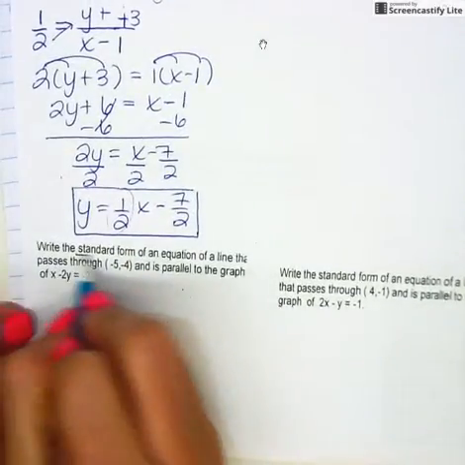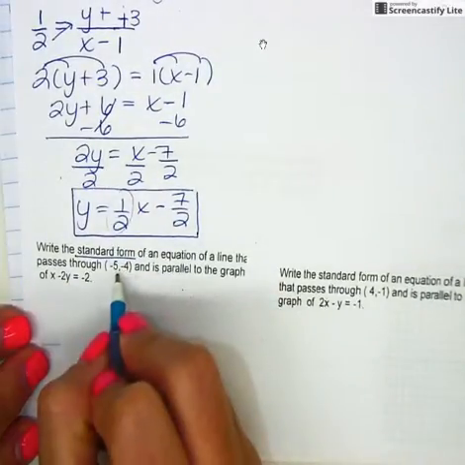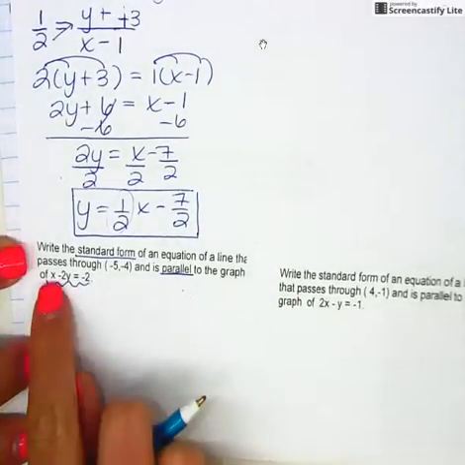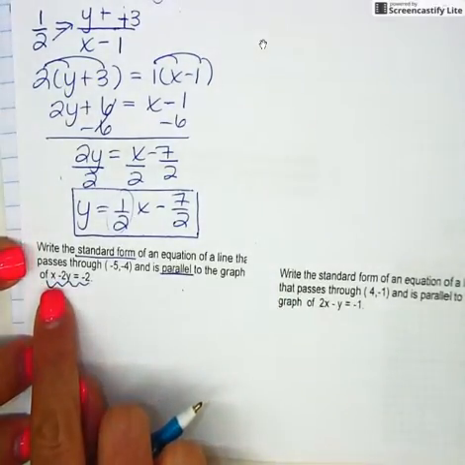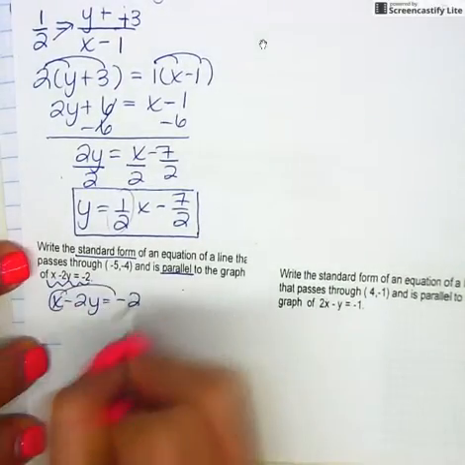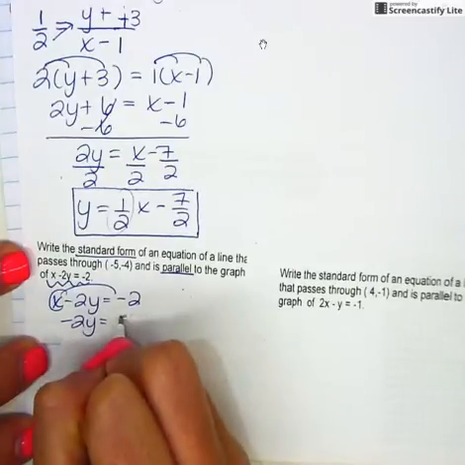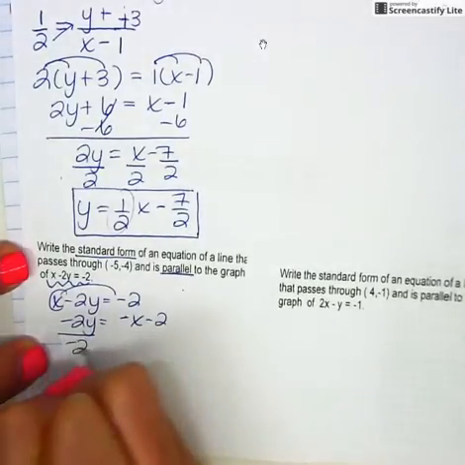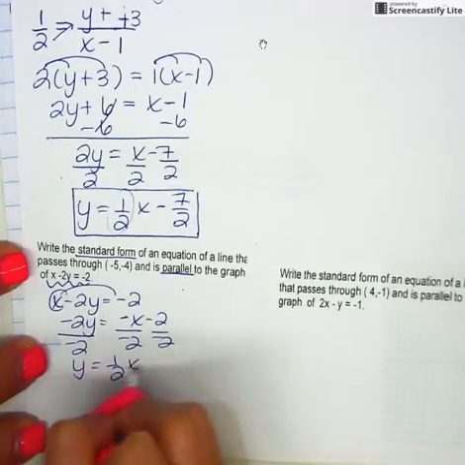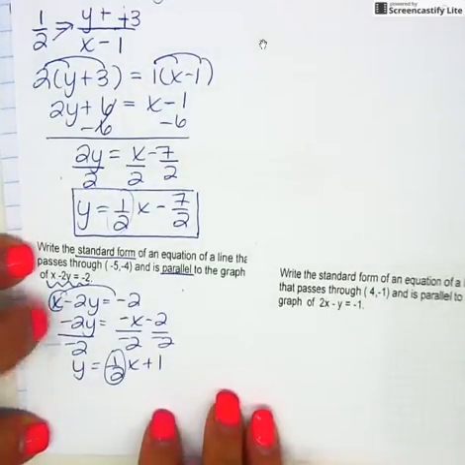All right, standard form of an equation of a line that passes through (-5, -4) and is parallel to this equation here. This equation is not in slope-intercept form, so that's the first thing you need to do so that you can find your slope. I'm going to move my x and divide by -2. So y is going to equal 1/2 x plus 1, making my slope 1/2.